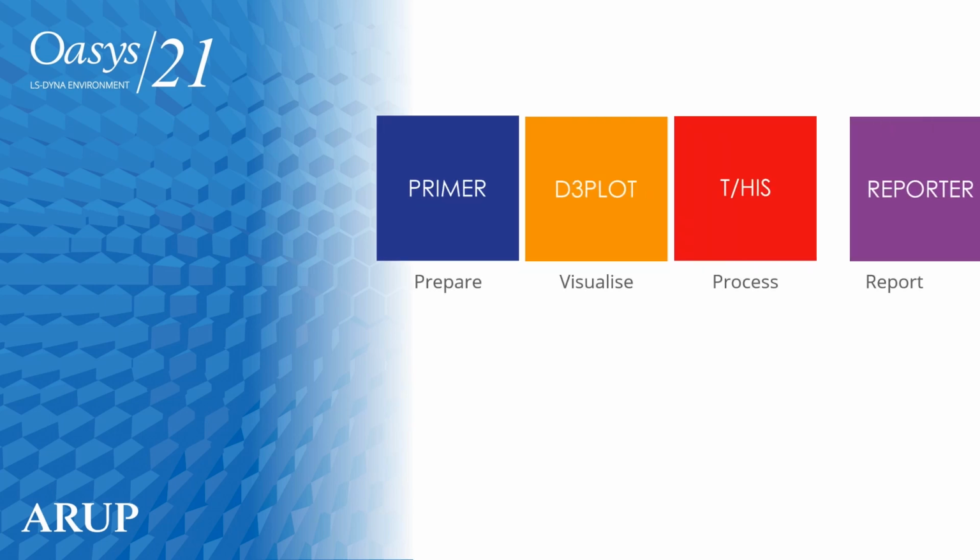Many of you will of course be familiar with the core suite of products. We have Primer, our preprocessor for LS-DYNA. We have D3plot and THIS for visualizing and processing your results. We also have Reporter for automatically producing reports and presentations. All these tools can be used with any LS-DYNA model, whether it's a small drop test model or a set of complex automotive models encompassing different load cases.